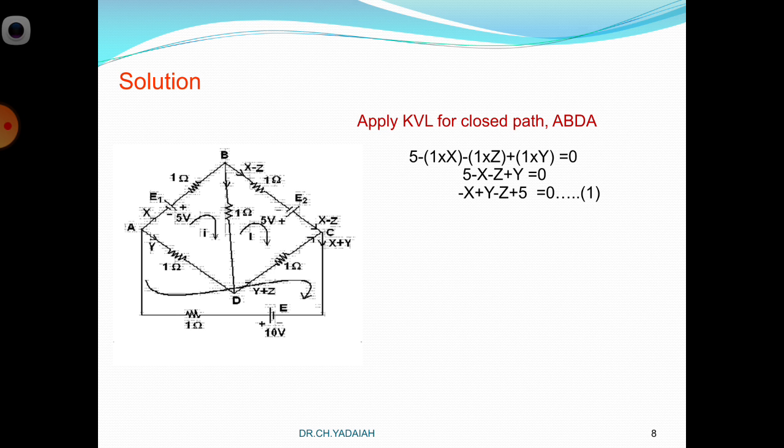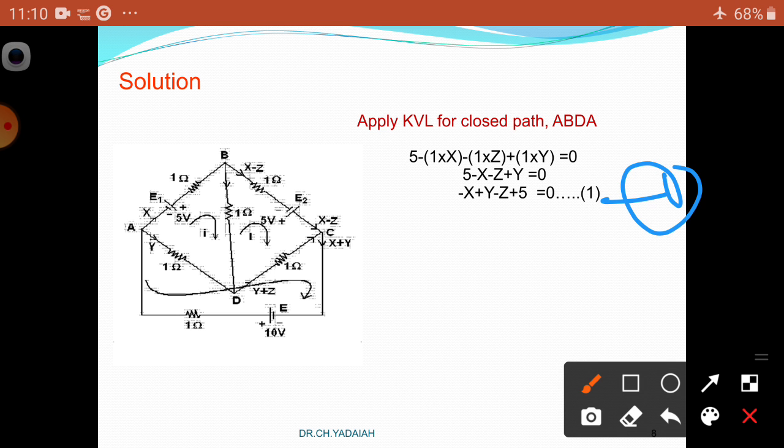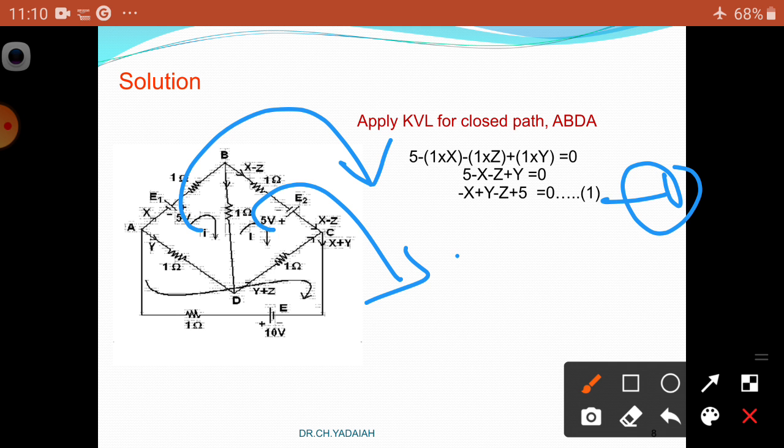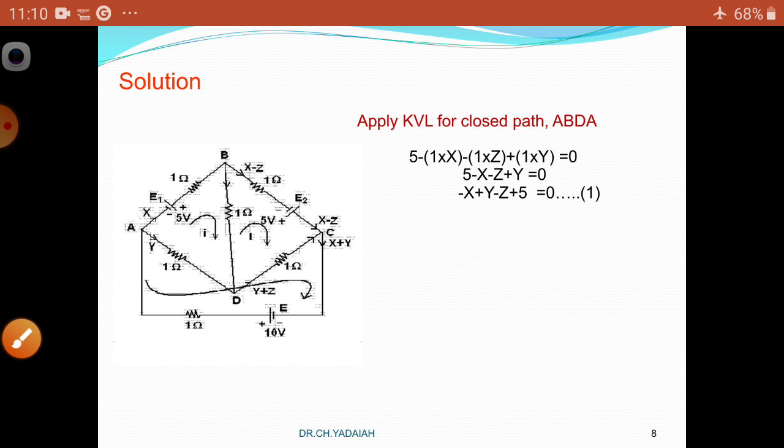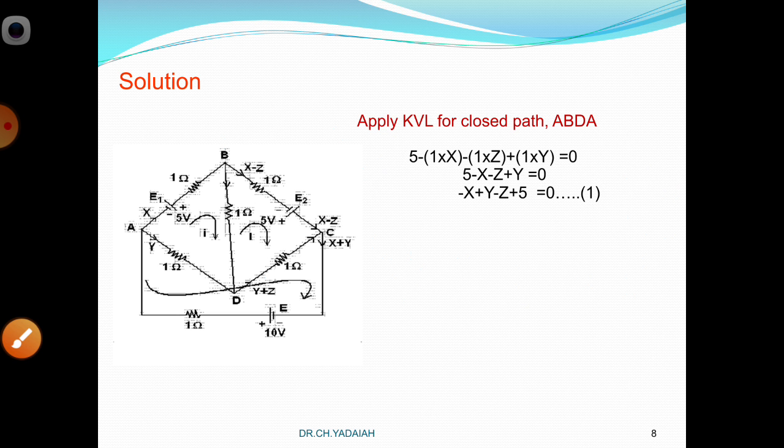This is the first equation, you remember. For the first loop we are going to write this equation. Now further, you write the second loop. What is the second loop? B, C, D, B. That means this equation we are going to write. Then we are going to get another equation.